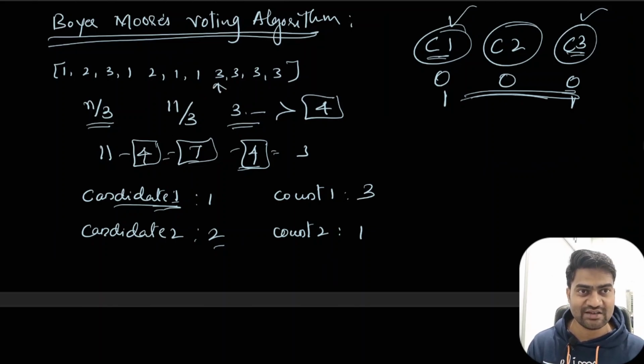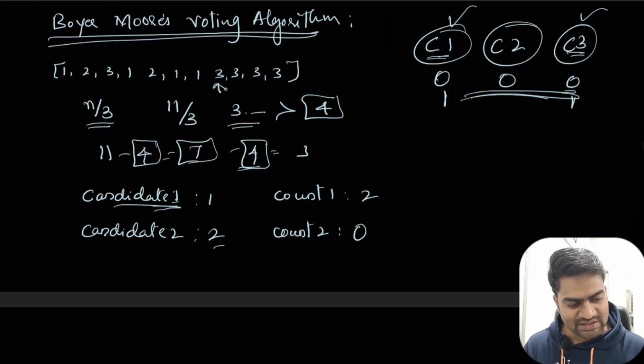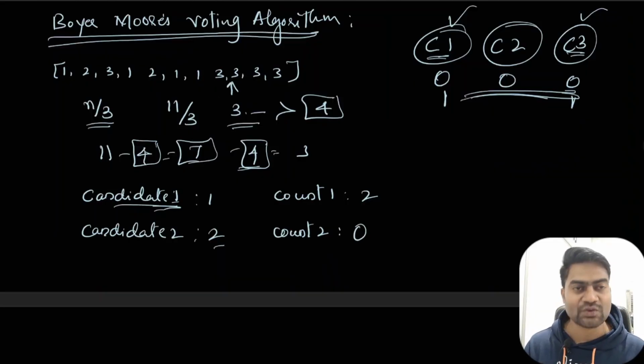Okay. Next I will go to next number. Then if you see now, it is 3. So it is a different candidate. He is not candidate 1, he is not candidate 2. So it means we will have to decrement both the counts. So now what I will do, I will decrease it to 2 and I will decrease it to 0. Okay. So now after this, I will go to next number.